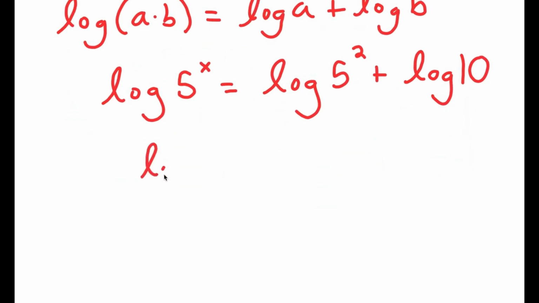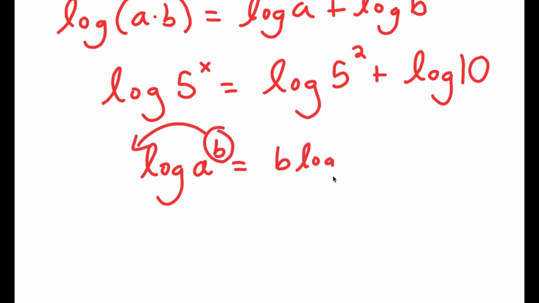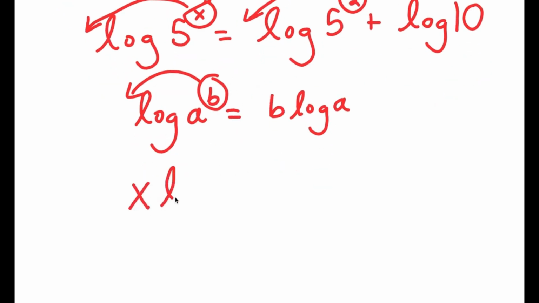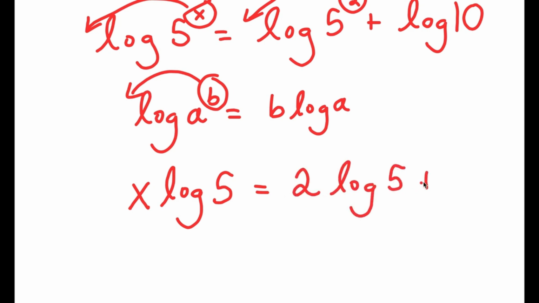Now, if I have something in the form log a to the power of b, I can move this exponent b to the front. So it's going to equal b times log a. So in this case, I have log 5 to the power of x. I can move x to the front. And I have log 5 to the power of 2. So I can move 2 to the front. And I get x times log of 5 is equal to 2 times log of 5 plus log 10.